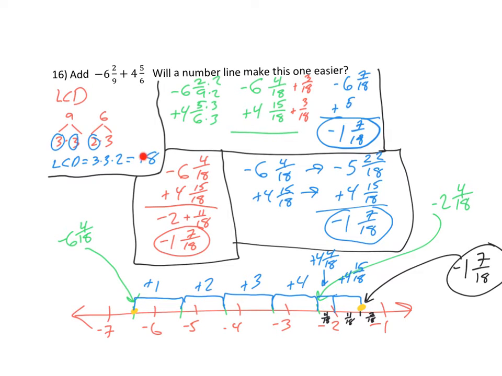So for all of these I used the lowest common denominator of 18, and here's how I did the work for that part up here in green. To change 9 to 18, I multiplied it by 2, and I got 4/18. To make the 6 into 18ths, I multiplied that by 3, making 5 times 3 into 15/18.